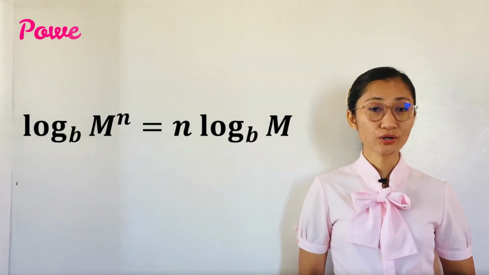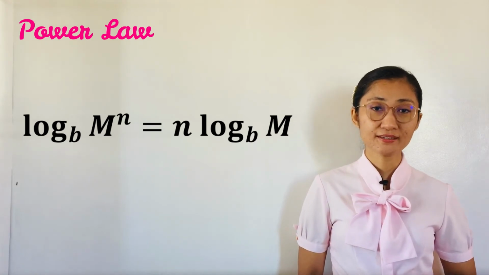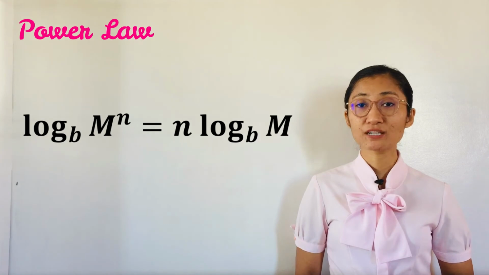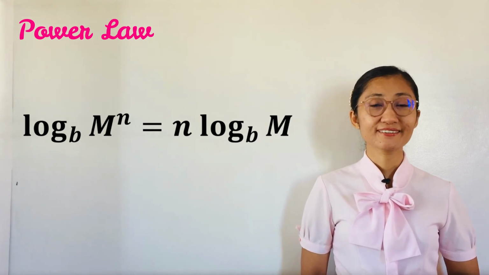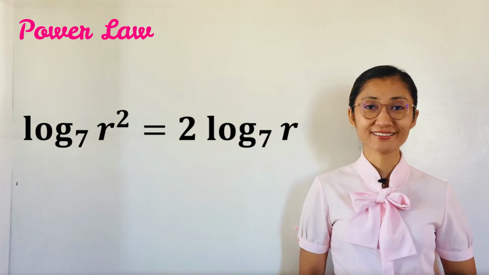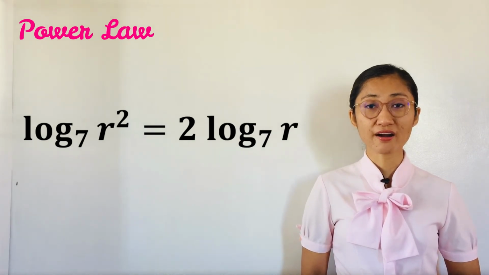Third is power law, which states that logarithm of m to the n to the base b equals n times logarithm of m to the base b. That is, logarithm of r squared to the base 7 equals 2 times logarithm of r to the base 7.